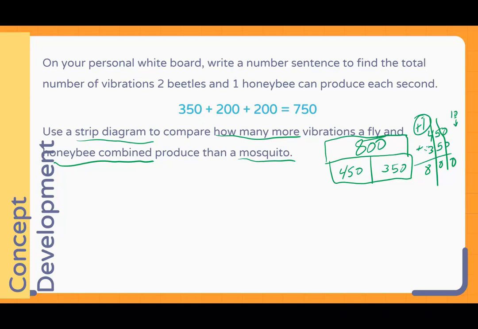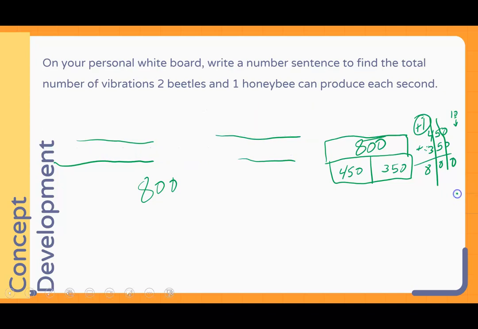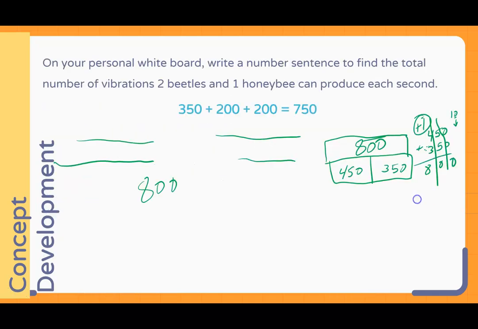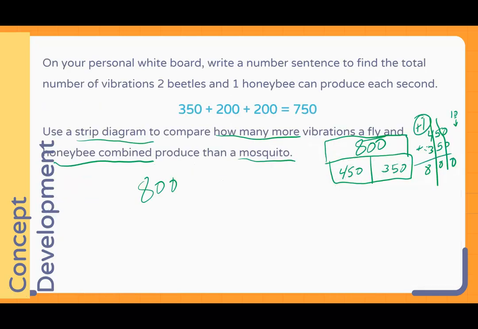They want to know how many more a fly has than them combined. Wait, so we have 800. Now we have to look for the mosquito. The mosquito had 700. Subtract. It says how many more, so we're subtracting. Now we can stack it. 800 minus 700.